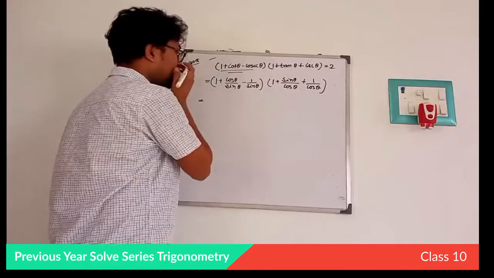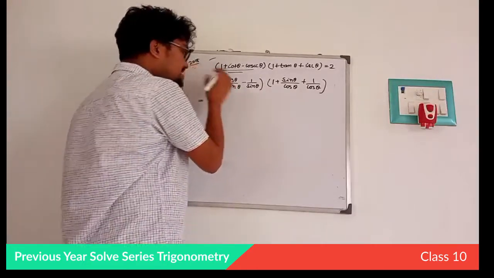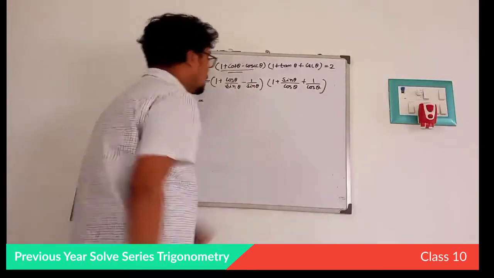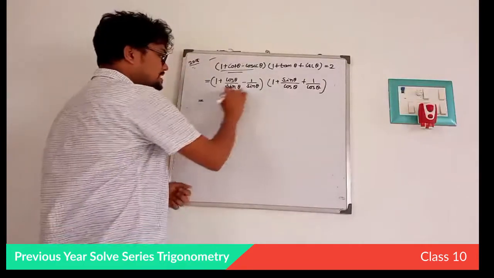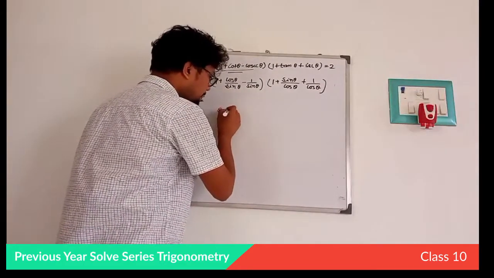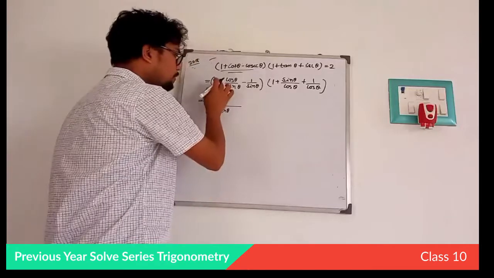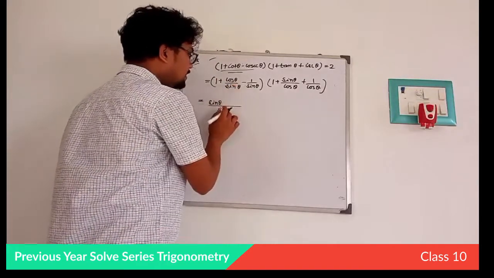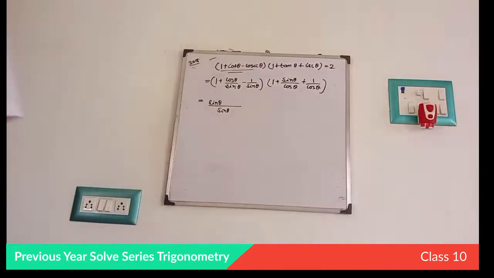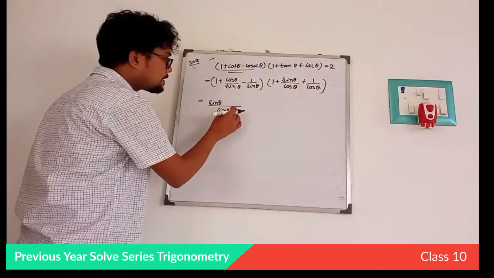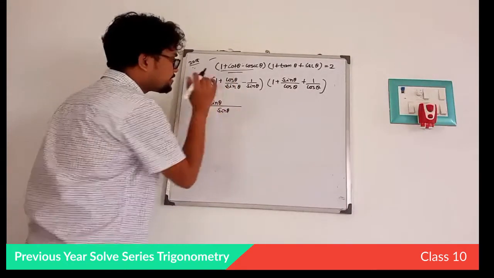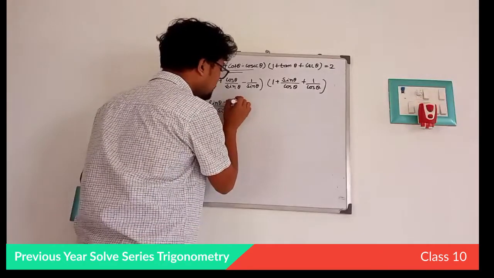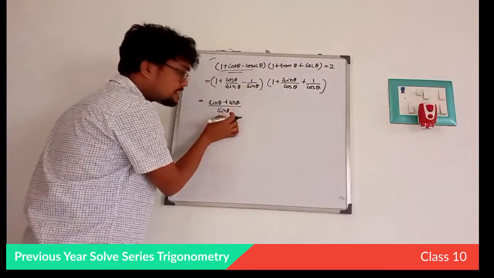Now 1 plus cos theta by sin theta minus 1 by sin theta. Now we have to do LCM. What is the value of LCM? That is sin theta. Okay. Now 1 into sin theta is sin theta. Sin theta divided by sin theta becomes 1.